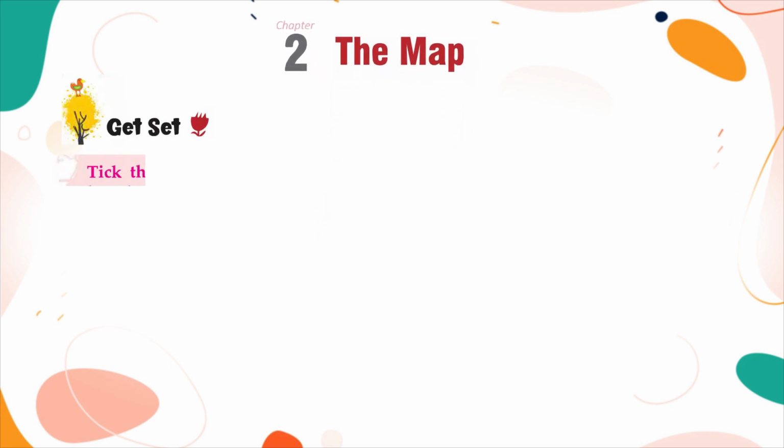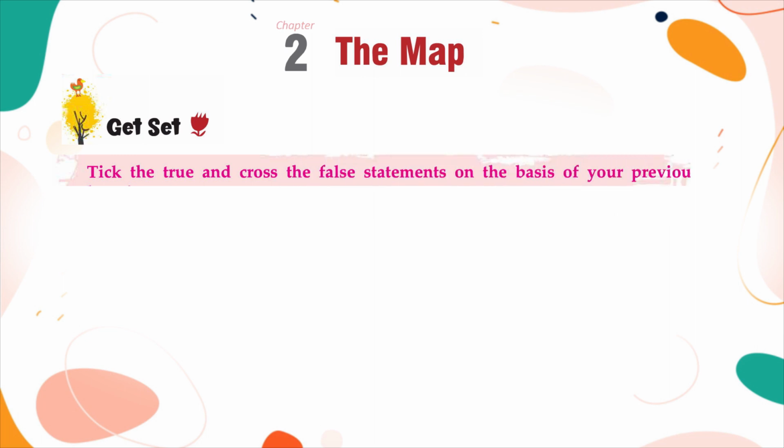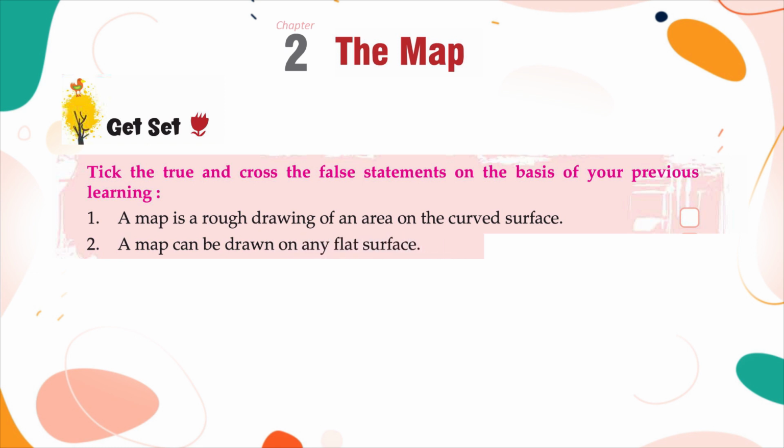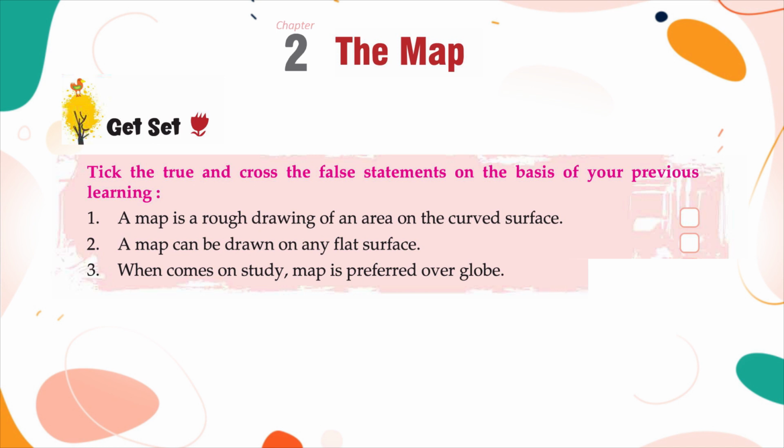Chapter 2. The Map. Get set. Mark the true and cross the false statements on the basis of your previous learning. A map is a rough drawing of an area on a curved surface. A map can be drawn on any flat surface. When it comes to study, a map is preferred over a globe.